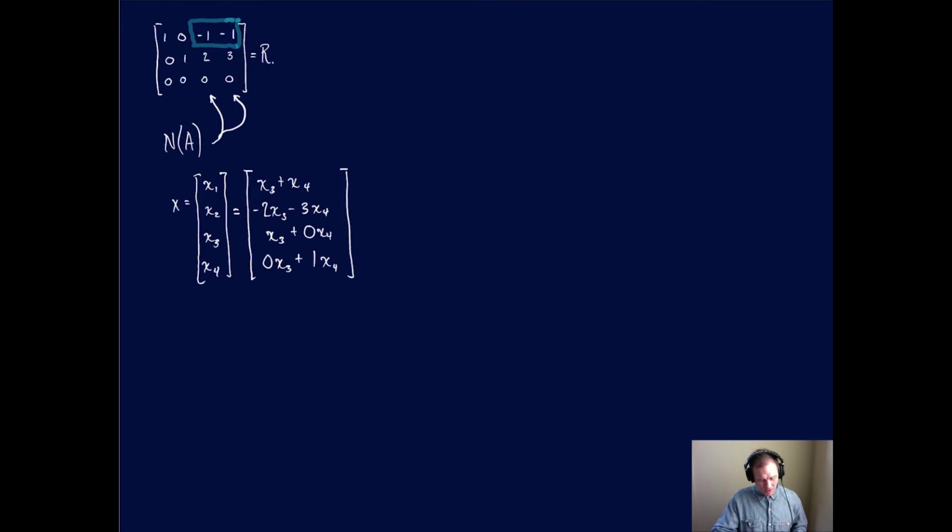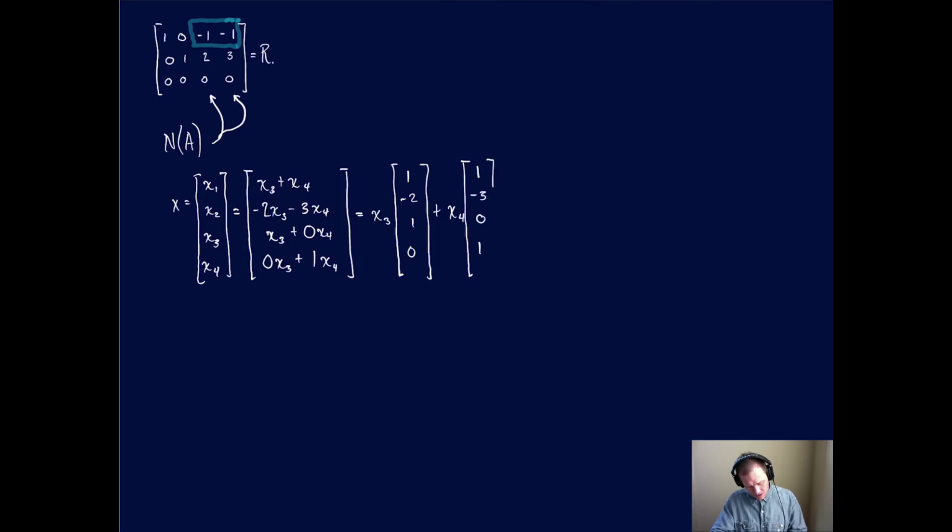Now, what do we have? Well, if I separate these out in terms of x3 and x4, I have x3 times the vector 1, minus 2, 1, 0, plus I have an x4 times the vector 1, minus 3, 0, 1. And these are my special solutions. This is x3 s1 plus x4 s2.